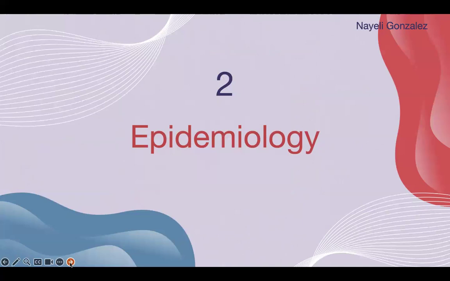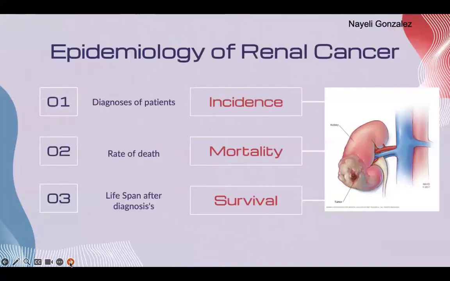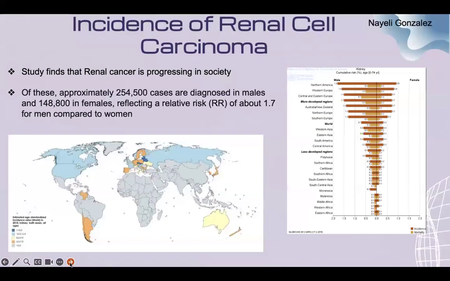Now is the epidemiology. We're going to talk about the diagnosis of patients, the rate of death, and the lifespan of diagnosis. When looking at the epidemiology, we see that there is a progressive growth in renal cell carcinoma. When we look at the charts from Southern California up to Northern California, the amount of incidence in males is almost double that of females.